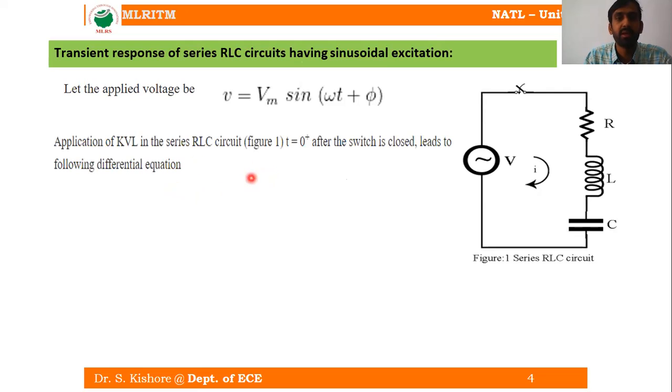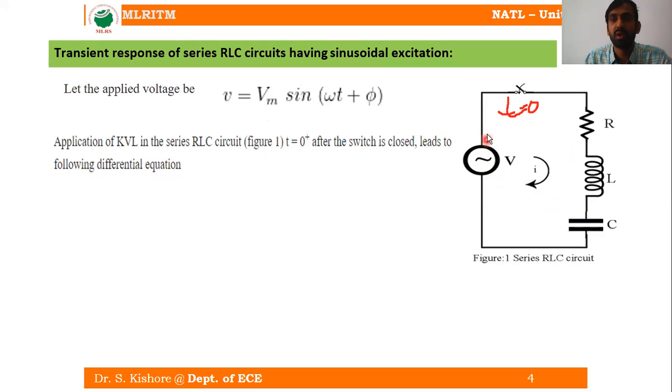So now, applying as previously, we have applied the KVL to get the basic expression. At t equal to 0, if the switch is closed, we are going to have the differential equation as follows.